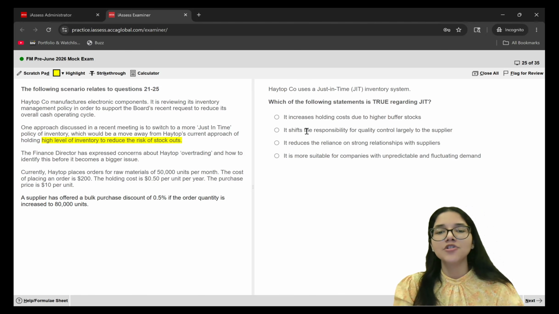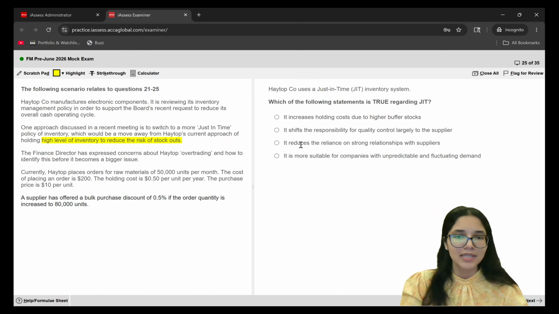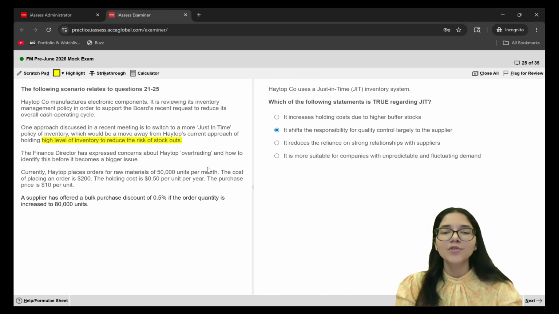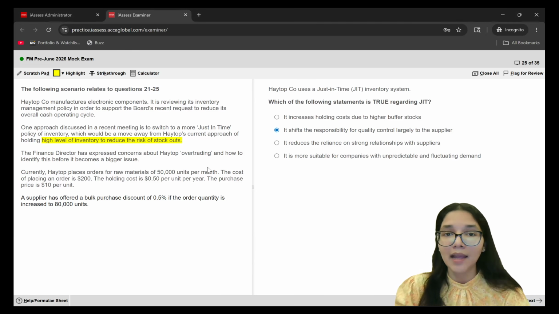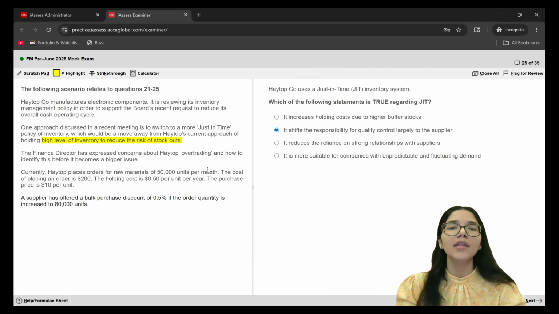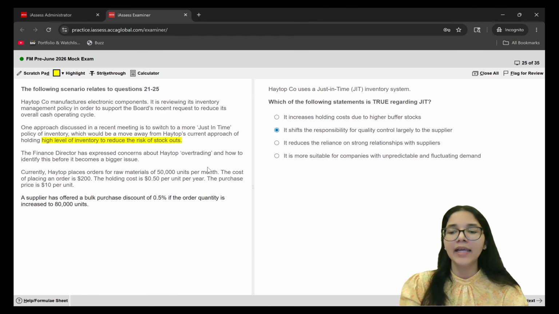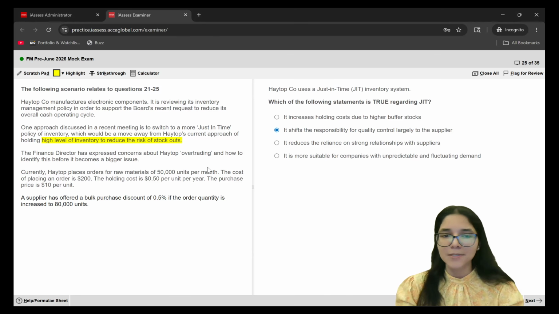Second statement says it shifts the responsibility of quality control largely to the supplier. This is absolutely right. When I'm using JIT, I have to have that reliance on my supplier that they will sell me high quality supplies, because as it is, I am starting my production very last minute. So if they send me the wrong quality of the goods or the wrong goods as raw materials, then it will further create delay and my order will not be possibly fulfilled. So this is absolutely right.